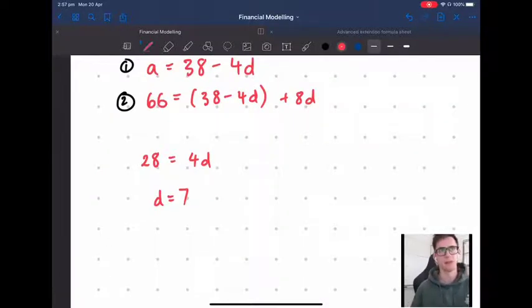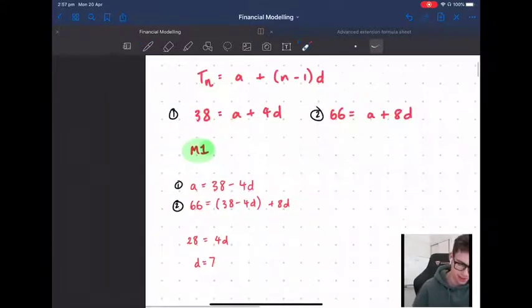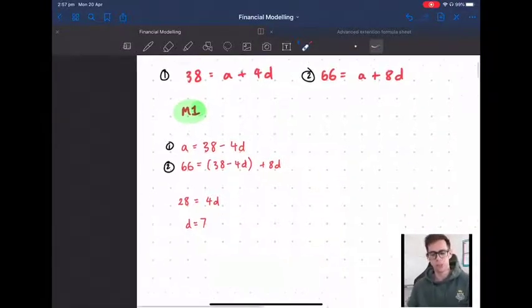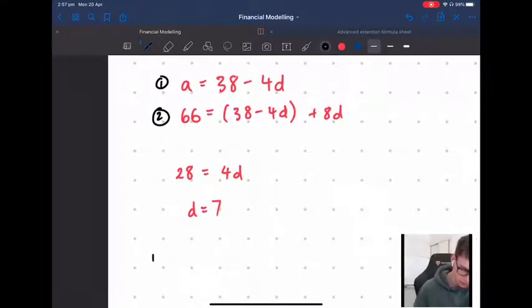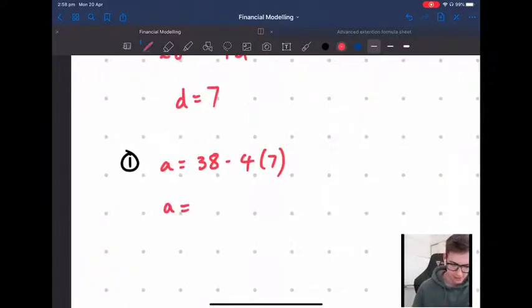Now, remember that for this recurrence relation, I need to also have A. So if I know what D is, and I can do this anywhere, but just back here, I wrote, well, A is this. And I could have done that from either equation. I just did it from the first one. I said A is 38, take away 4D. So if I go back to that equation and go A equals 38, take away 4, now instead of D, I now know that D is 7. And you get this little equation here. Now 4 times 7 is 28. So A is just 10.